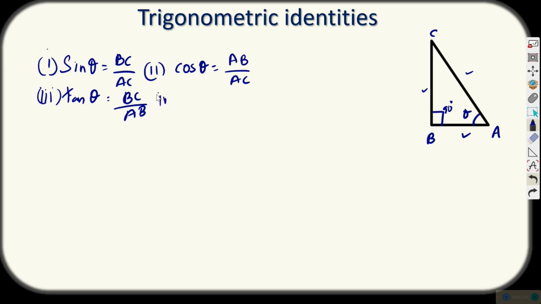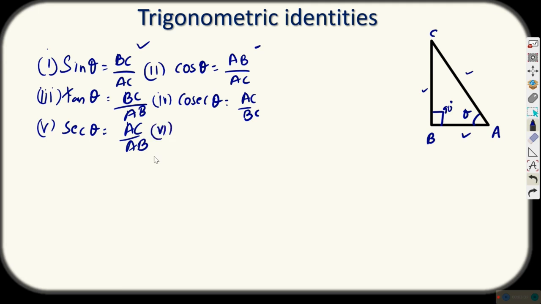And then comes the fourth ratio of the right angled triangle, which is cosec theta, related to sin theta, 1 upon sin theta. So we need to write the inverse of it. Inverse of sin theta will be AC upon BC, correct? And the fifth ratio you studied was sec theta, secant theta, which is the inverse of cos theta, where you will write AC upon AB. Then comes cot theta, the last ratio you studied. It will be the inverse of tan theta, and it is equal to AB upon BC. You are familiar with this, and you should be.